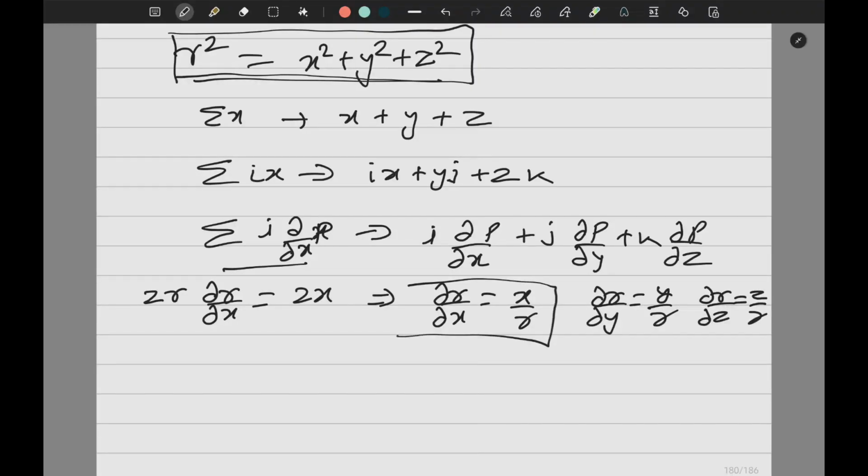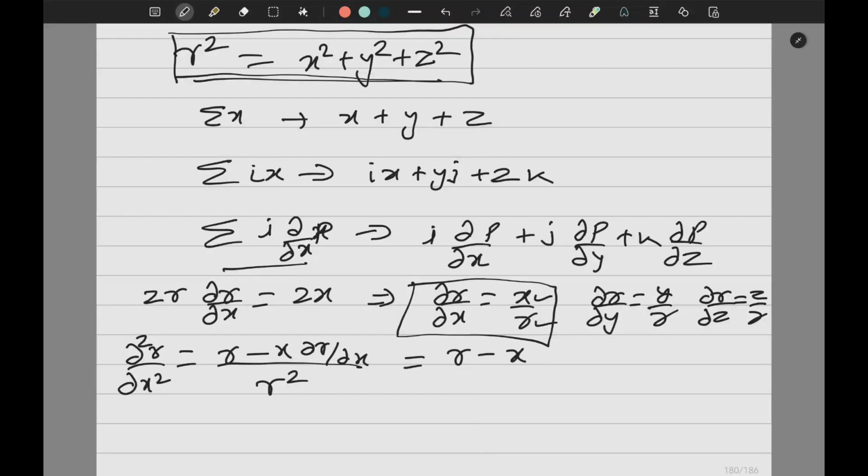Now we will differentiate this again to find the second order derivative. So ∂²r/∂x² is equal to, apply the quotient rule: differentiation of x is 1 into r, minus differentiation of r, which is ∂r/∂x, into numerator, upon square of denominator. So r minus x times (x/r), upon r square. So it is (r² − x²)/r³. So this is the second derivative.